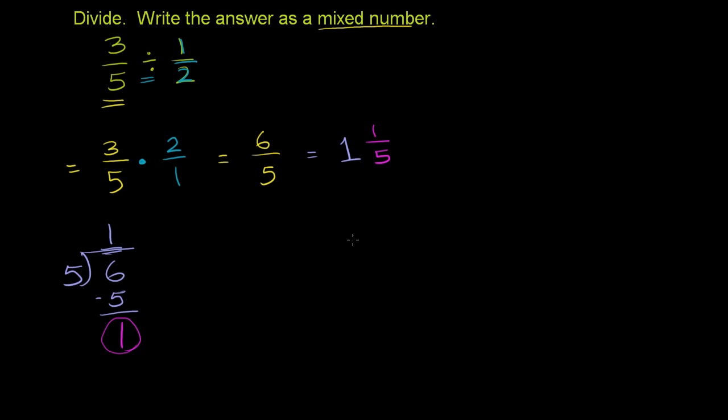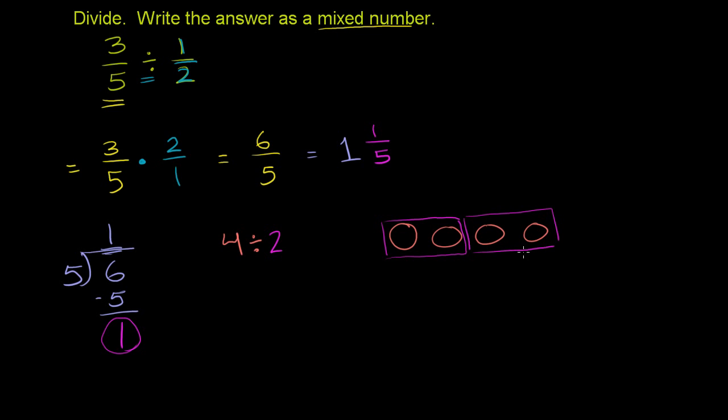If I were to take, well, let me take 4 objects. So I have 4 objects. 1, 2, 3, 4. And if I were to divide it into groups of 2. So I want to divide it into groups of 2. So that is one group of 2. And then that is another group of 2. How many groups do I have? Well, 4 divided by 2, I have 2 groups of 2. So that is equal to 2.